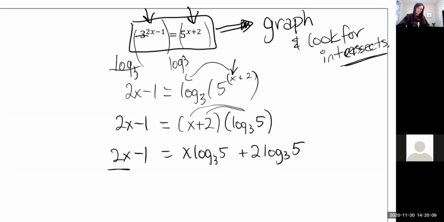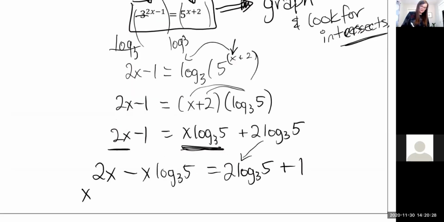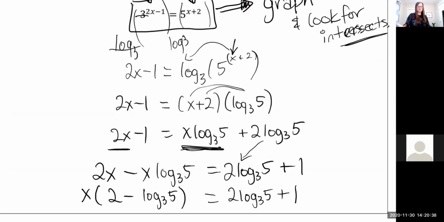The way I would continue this is I would get my x's together so I can factor out the x. I would pull out the x. I'm keeping these as exact values because I want you to see how that would look. And then I would divide both sides by it. But when you have different bases, it's going to be way more complicated. But sometimes it's possible, as we can see here.